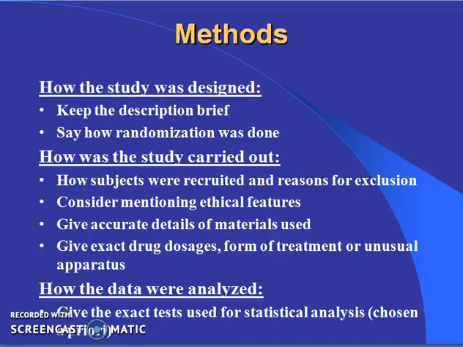Now, how was the study carried out? How the subjects were recruited and the reasons for exclusion. You have to mention the ethical features that you considered. Then you have to give the accurate details of the materials that you used and give the exact drug dosages, form of treatment, unusual apparatus if we are dealing with some medical cases. And now you have to write how the data were analyzed. Give the exact tests used for statistical analysis.